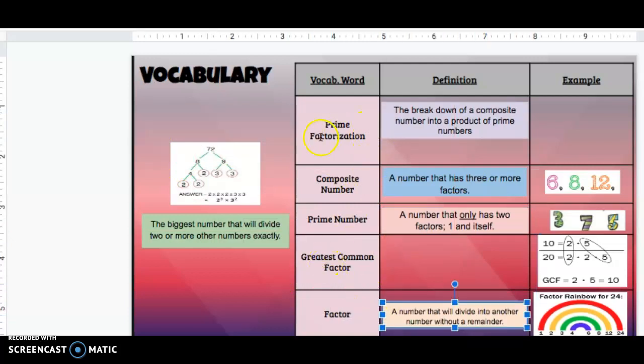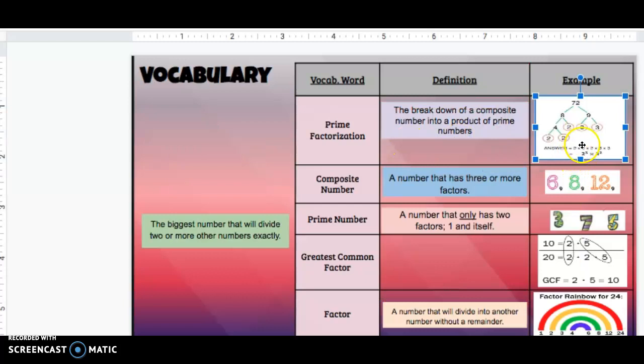Now we have prime factorization, which is the breakdown of a composite number into a product of prime numbers. So what that means is that you're going to take a composite number and break it down into numbers such as 2, 3, 5, 7. Those numbers are your prime numbers, and prime factorization has the word prime in it, so you're only allowed to have the factors that are prime. So for instance, they do 72 for your example. They say 2 times 2 times 2 times 3 times 3 gives you 72, and they prime factorized it to get that.